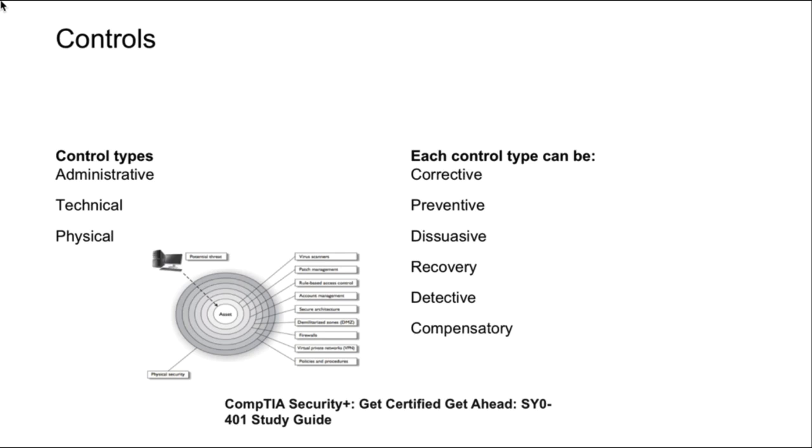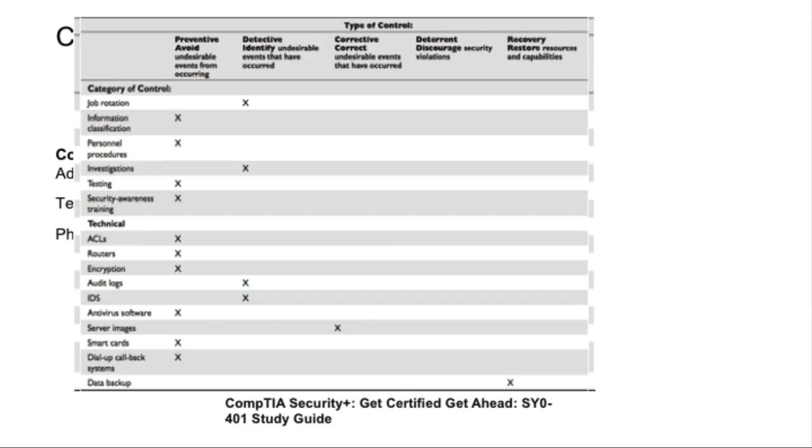Here, I'm going to share a chart which goes a little more in depth into the controls and types of controls. We also have the type of control: preventive, detective, corrective, dissuasive, and recovery.